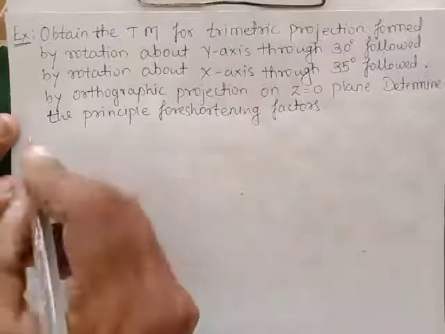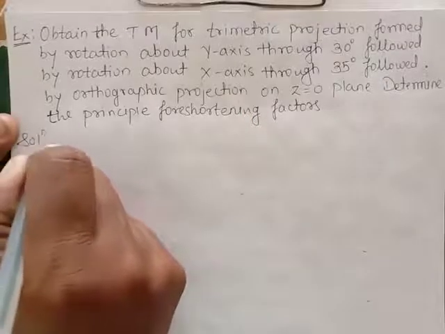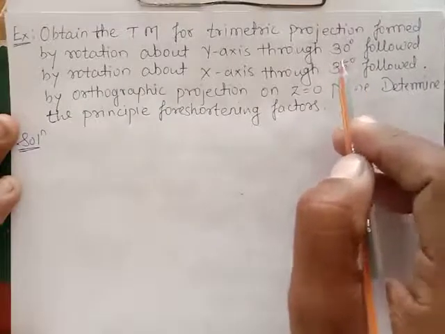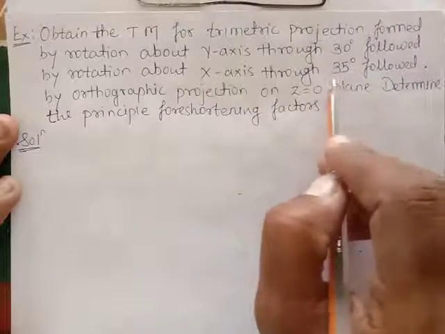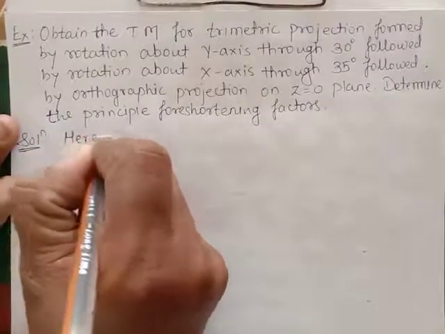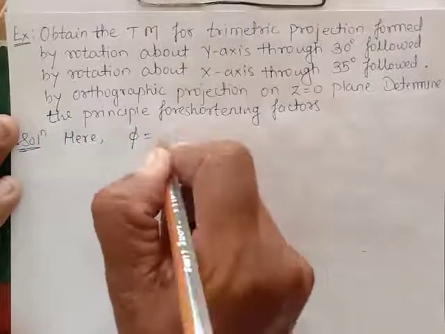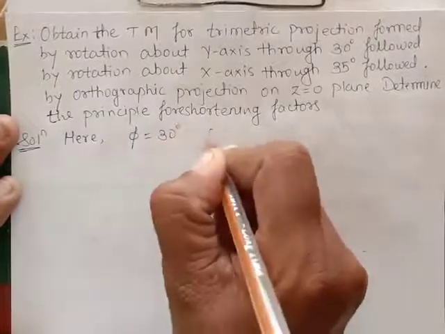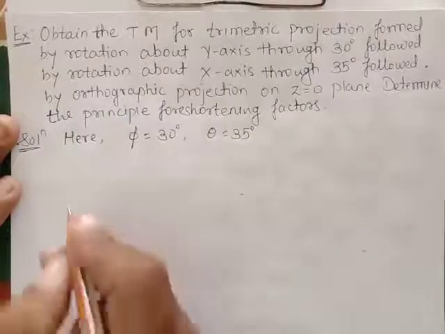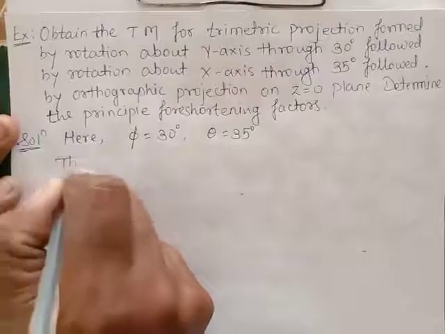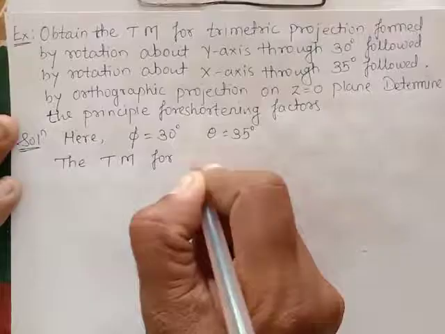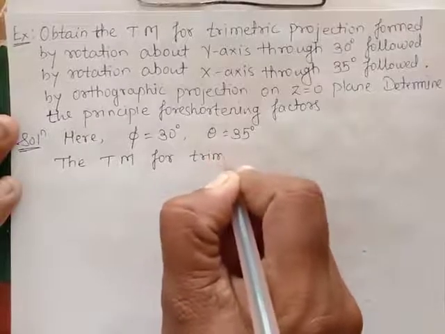factors. So solution, now we know rotation about y-axis, this angle is nothing but what, phi, and rotation about x-axis is nothing but what, theta. So here what is phi? Phi is 30 degree. Yes. What about theta? Is 35 degree. Okay. Now we know the transformation matrix for trimetric projection.